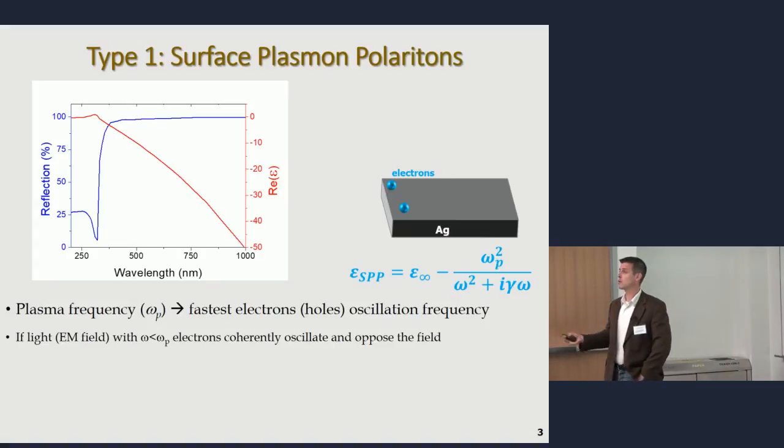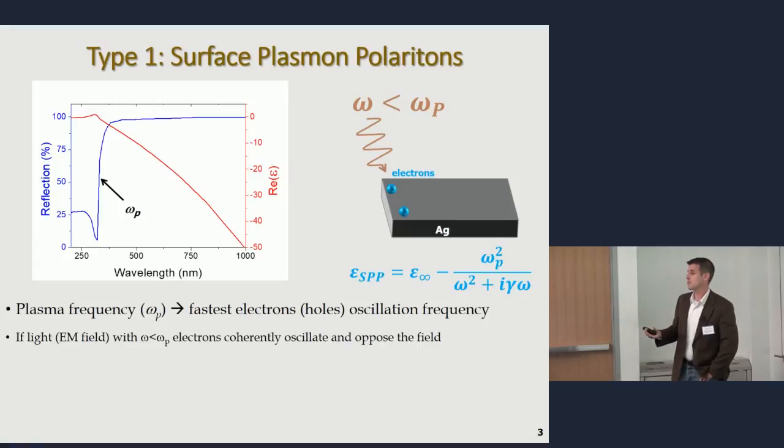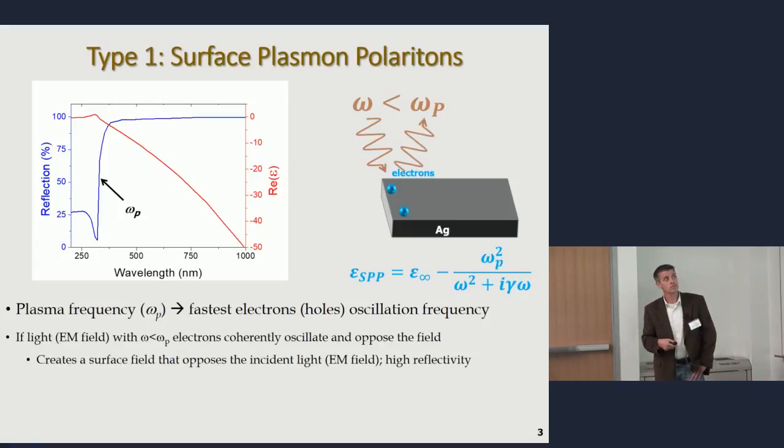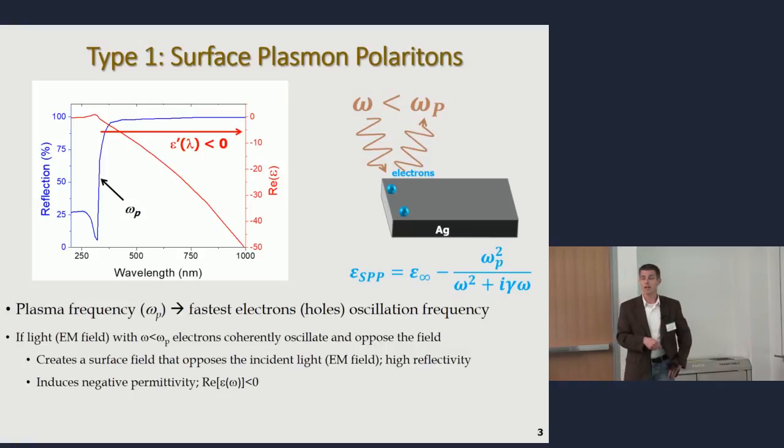We have a large number of free carriers. If I take an incident electromagnetic field in the form of light, I can induce these electrons to oscillate, right? Create a coherent electron oscillation. And by doing so, I've set up a surface screening field, right? And this is why this repels that incident light, leading to a high reflectivity. This is why metals are so reflective. This corresponds to a negative real part of the dielectric function.